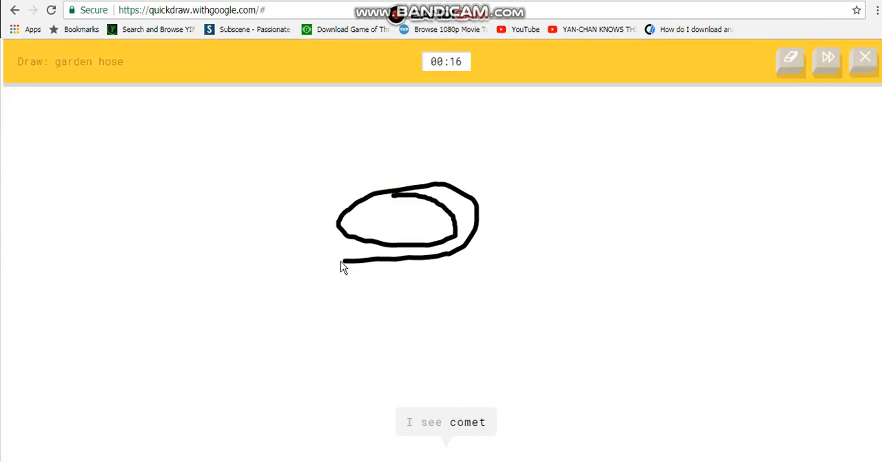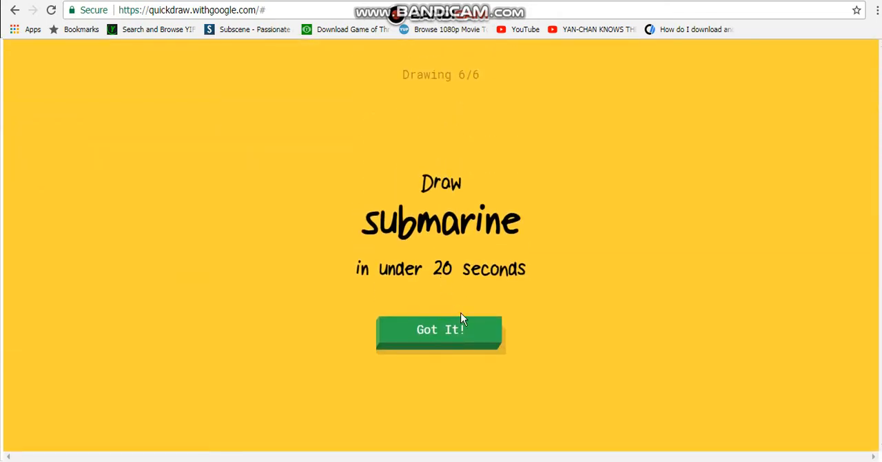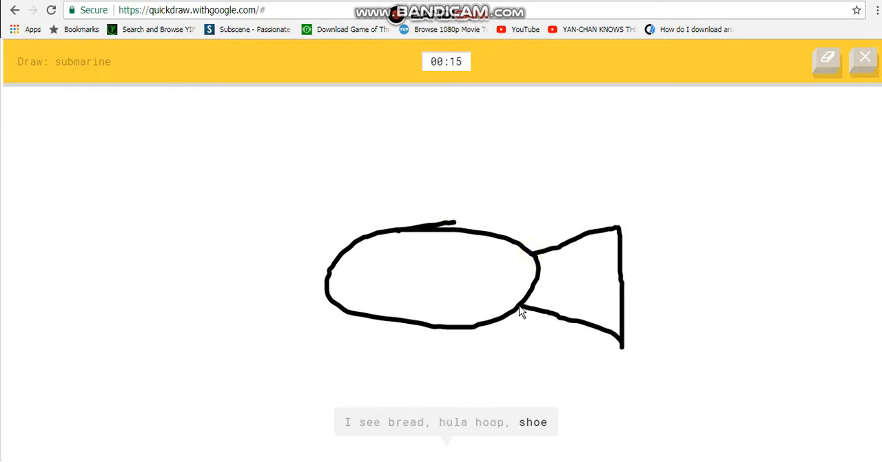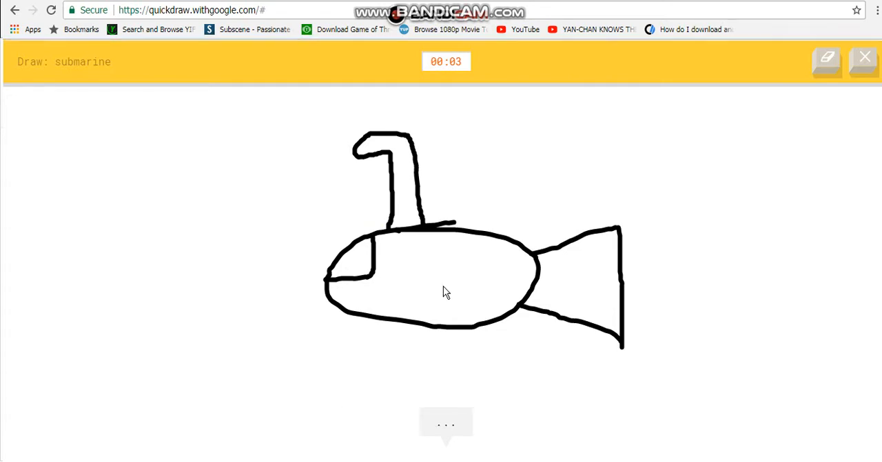I see a comet. Or shoe. So I know, it's garden hose. I see bread. Or hula hoop. Or shoe. Or bow tie. Or bandage. I see lobster. Or hot tub. Or whale. Or cooler. So I know, it's submarine.